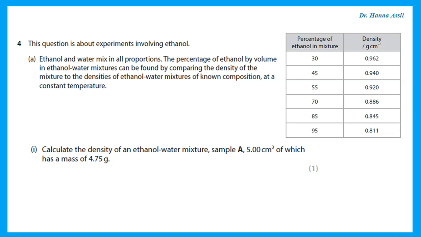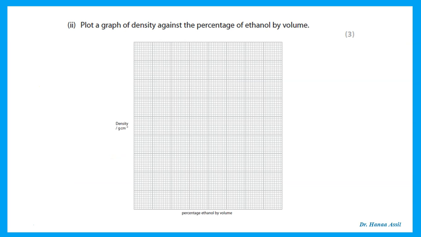Okay, calculate the density of an ethanol water mixture, sample A, 5 centimeter cubed of which has a mass of 4.75 grams. How do we get density? You should know that density is mass over volume. So we have a mass of 4.75. The volume is 5, and it should be in centimeter cubed because the density usually comes out in grams per centimeter cubed. So the 4.75 over 5, that is the density in gram per centimeter cubed.